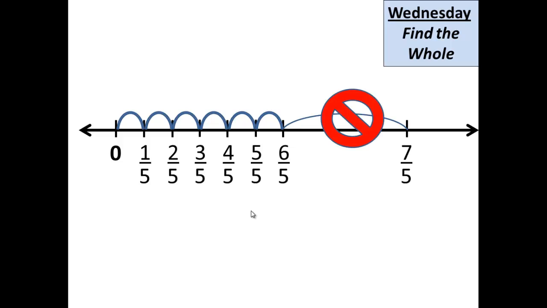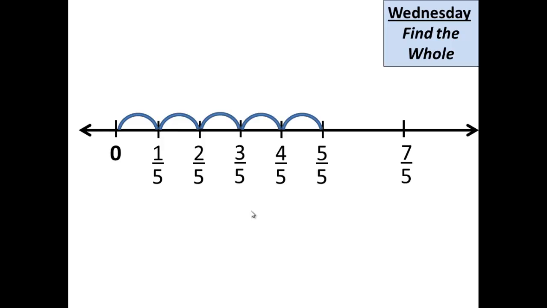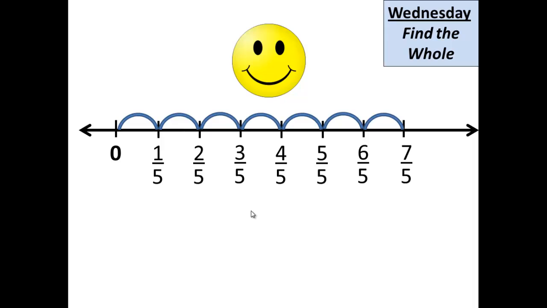We now have to erase it and try again, and make sure that we're drawing fifths that are equal all the way up to the fraction we're looking for. 1/5, 2/5, 3/5, 4/5, 5/5, 6/5, 7/5. Those are perfectly equal pieces. And therefore, we can say that 1 whole on this number line would be right where my pointer is pointing. Equal pieces, super important. And finding the whole is a very important thing.